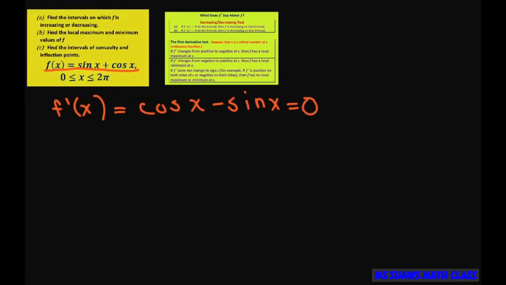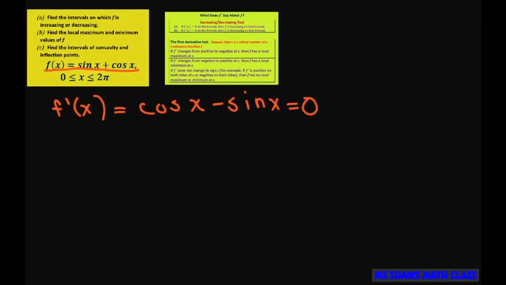So the first thing we're going to do to test if f is increasing or decreasing is to take the first derivative of f of x. So that's just going to be f prime of x equals, the derivative of sine is cosine, and the derivative of cosine is negative sine. And then you set this to 0 to find the gradient.